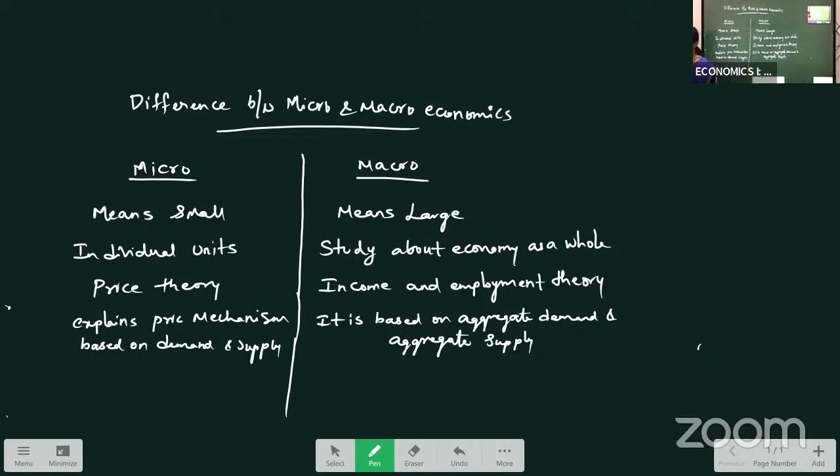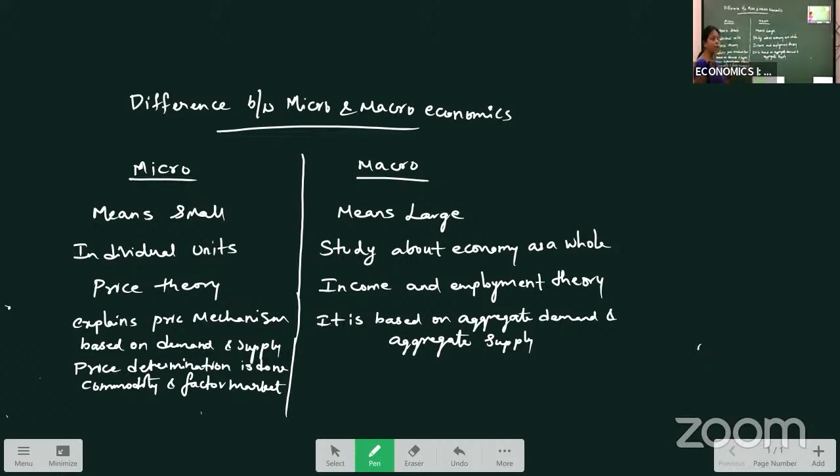Okay, then the next one: price determination is done in both the commodity market and the factor market. So in microeconomics, how do we determine the price? We determine the price for an individual product, and it can be in the commodity market or in the factor market.